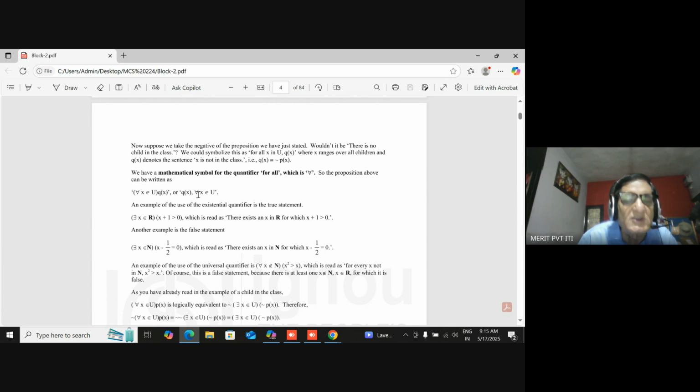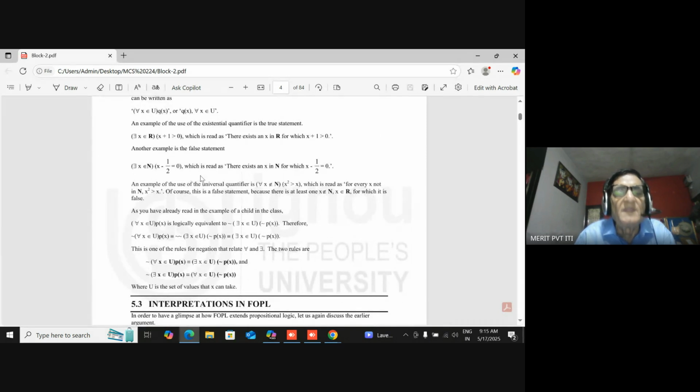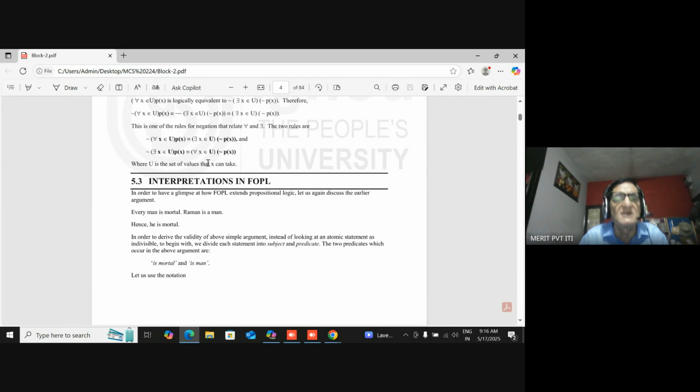So all x in U. An example of the use of the existential quantifier is the true statement: there exists x in R for which x plus 1 is greater than 0. Another example, a false statement, is this one, where x is half, x minus x minus half is equal to 0. So these are examples of a true and a false statement.